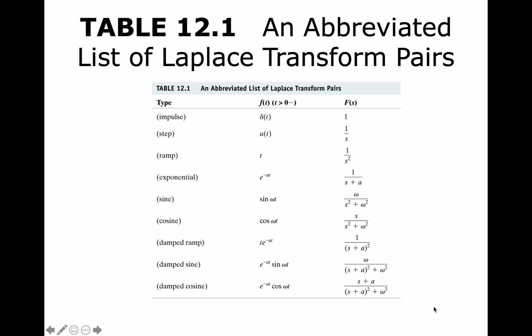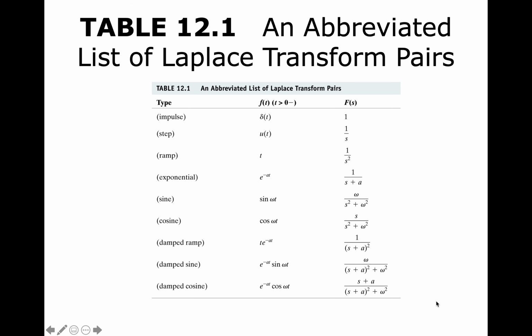This is a table from your textbook. It's an abbreviated list. It's the ones that you'll use most often in class. Really, if you have this table and the table I show you on the next page, that's usually sufficient. And once again, this is out of the Nilsson book, chapter 12.